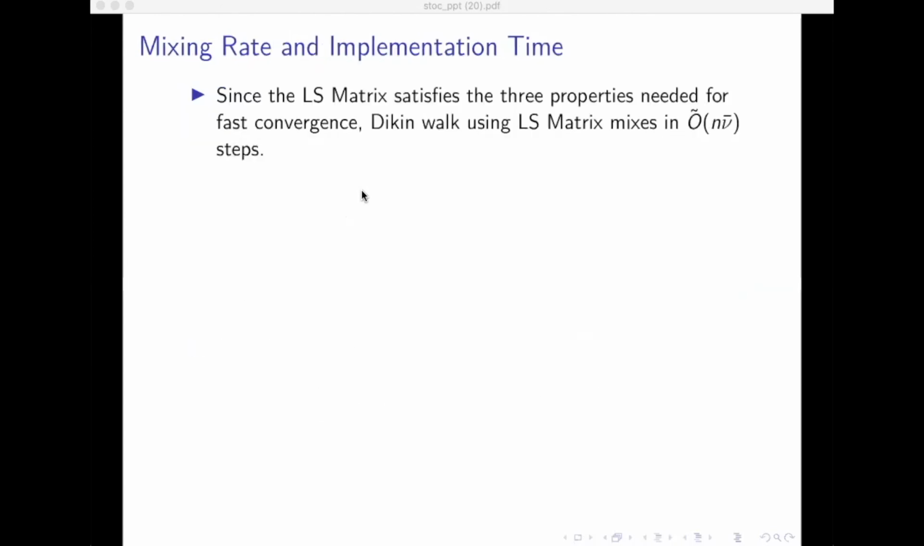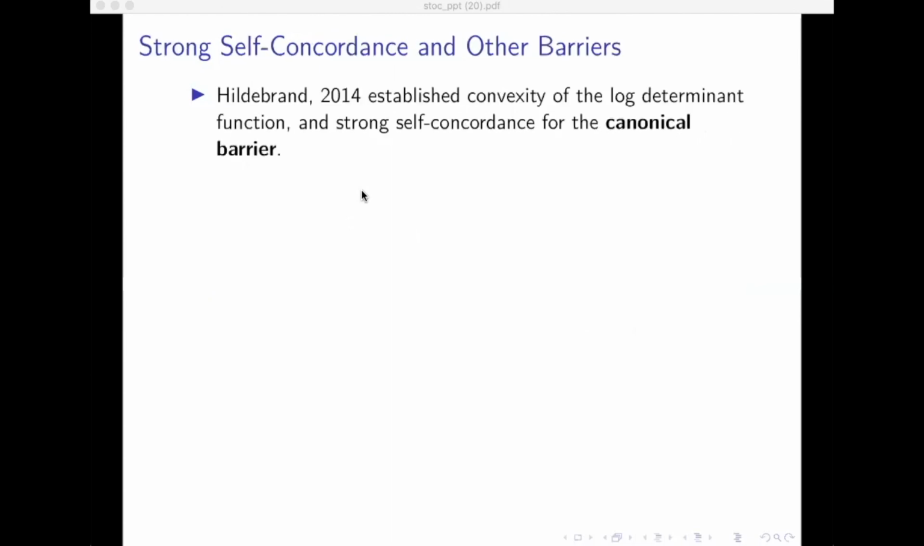Since the LS matrix satisfies the three properties needed for fast convergence, the Dikin walk using the LS matrix, which can be seen as a weighted version of the standard Dikin walk, mixes in order n mu-bar, which is O-star of n squared. For the log barrier, the work of Hildebrand already establishes the convexity of the log determinant function and strong self-concordance.